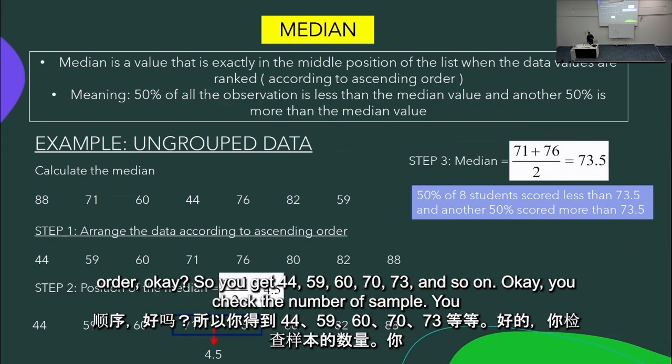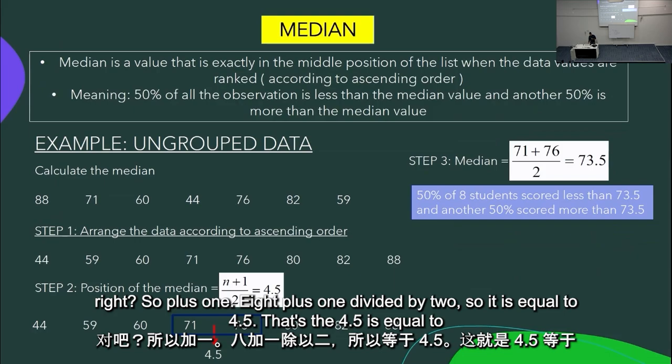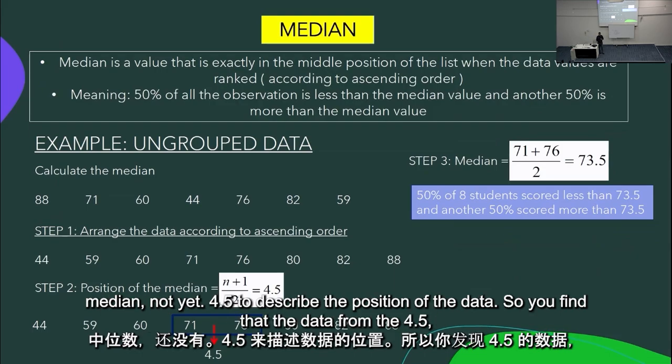You check the number of samples. How many samples are there? Pavitra, how many samples? 8, right? So plus 1. 8 plus 1 divided by 2 is equal to 4.5. Is 4.5 equal to the median? Not yet. 4.5 describes the position of the data.